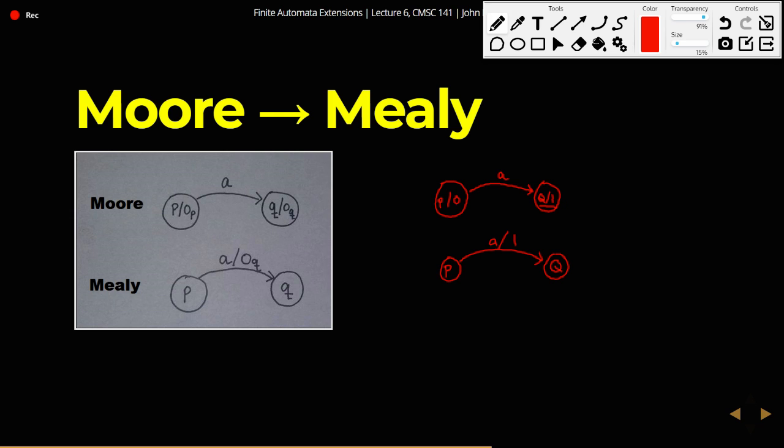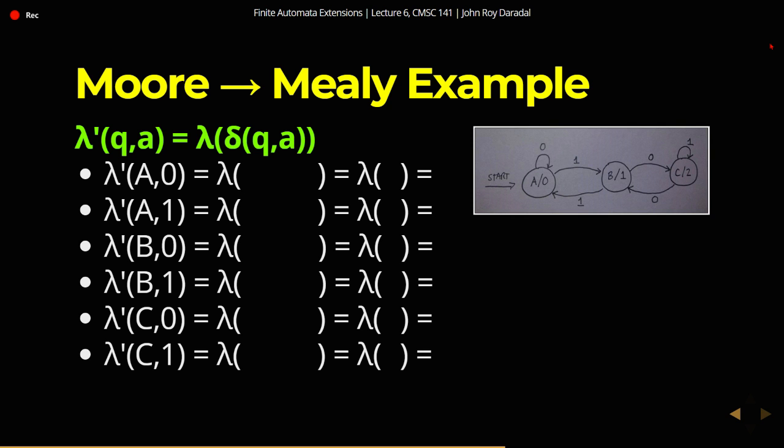Okay, and that's it. You only need to change the output function. So attach outputs to each transition, and that is by checking their destination state and using that output as the transition's output as well. Okay, so let's see how that would look.